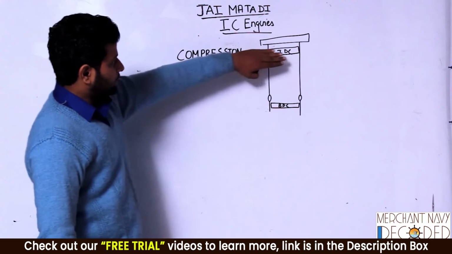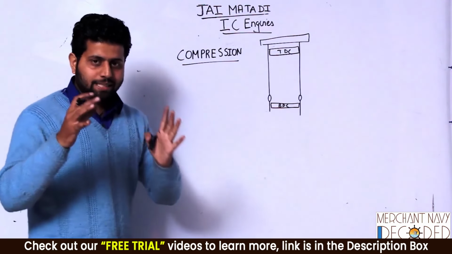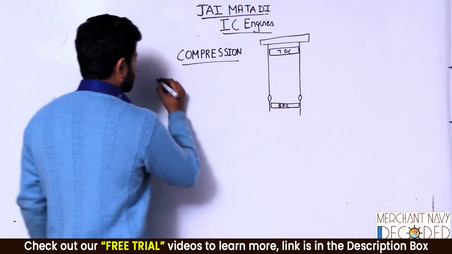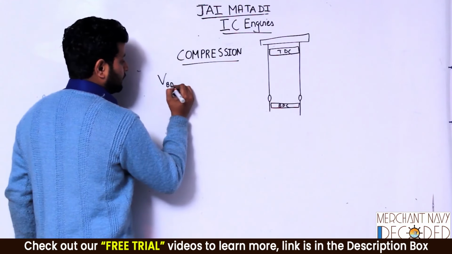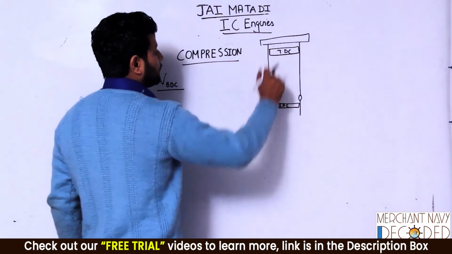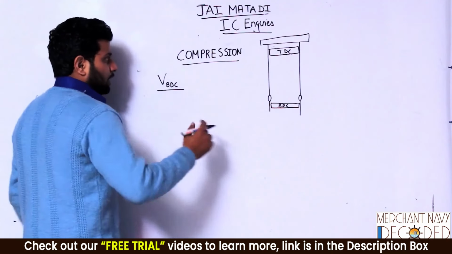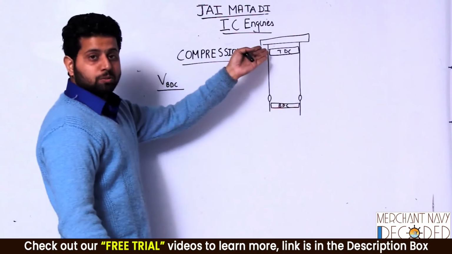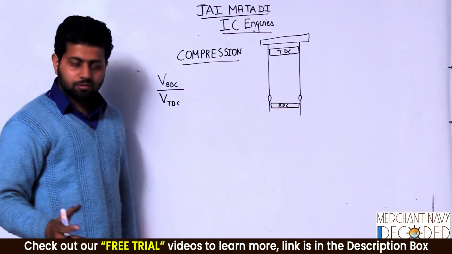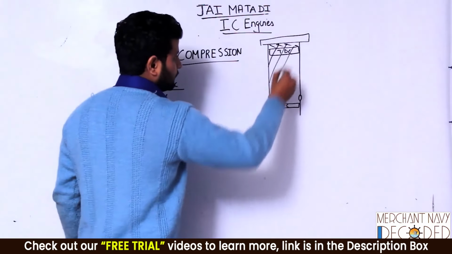Now forget this. Initially, when the piston was at BDC, the maximum volume that the air could occupy was this much. That means the volume with the piston at BDC. And when the piston reaches the top, that means this much compression has taken place. So the compression ratio is: the volume was this much, it has been compressed to this much. So it is the volume at BDC divided by the volume at TDC.